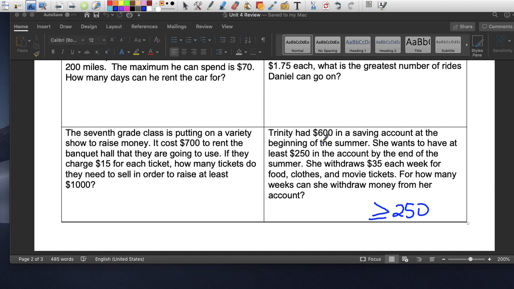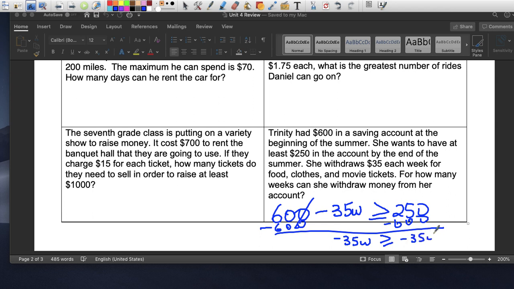In this case, it's going to be 600 that she had initially, minus the $35 that she spends per week, should be greater than or equal to 250. Well, let's see how that works. Again, it's going to be minus 600 here, minus 600. These two go away. Negative 35w comes down, greater than or equal to negative 350. We divide both sides by negative 35, and W has to be less than or equal to 10.